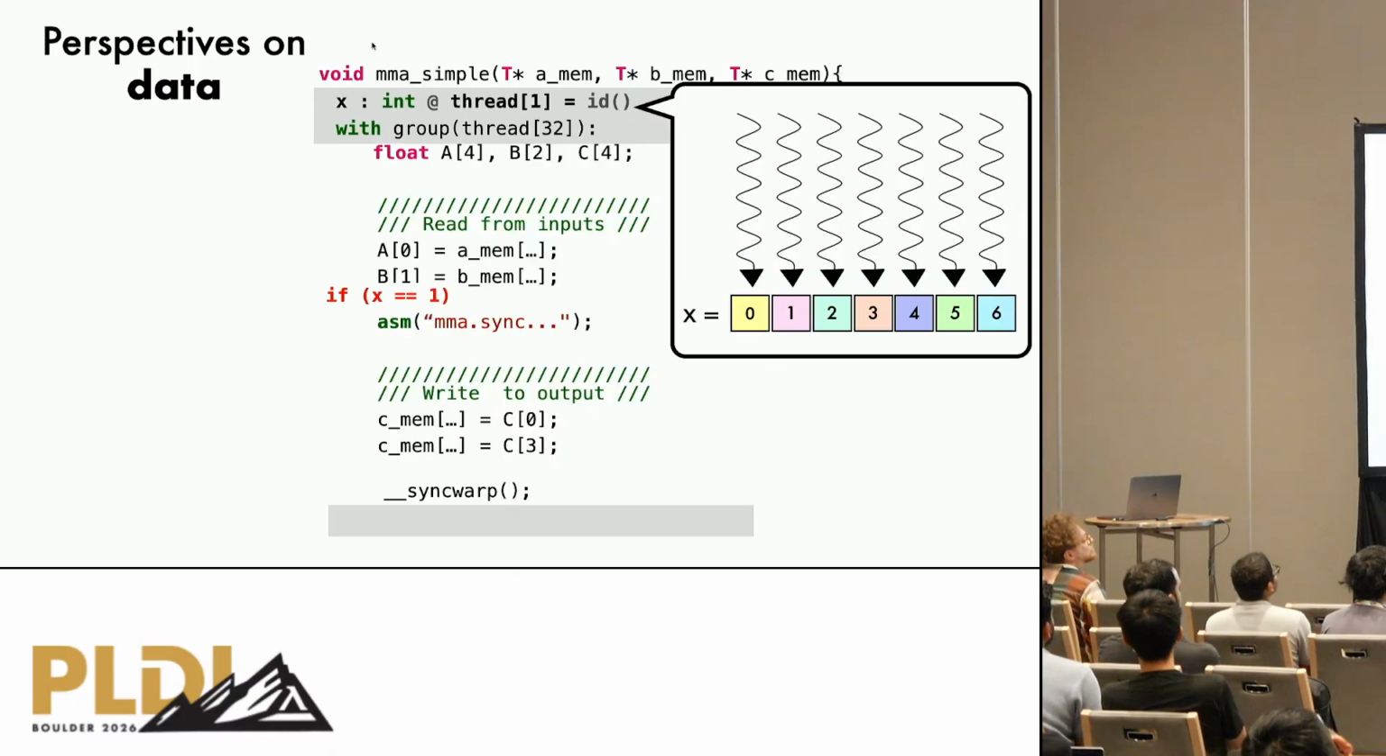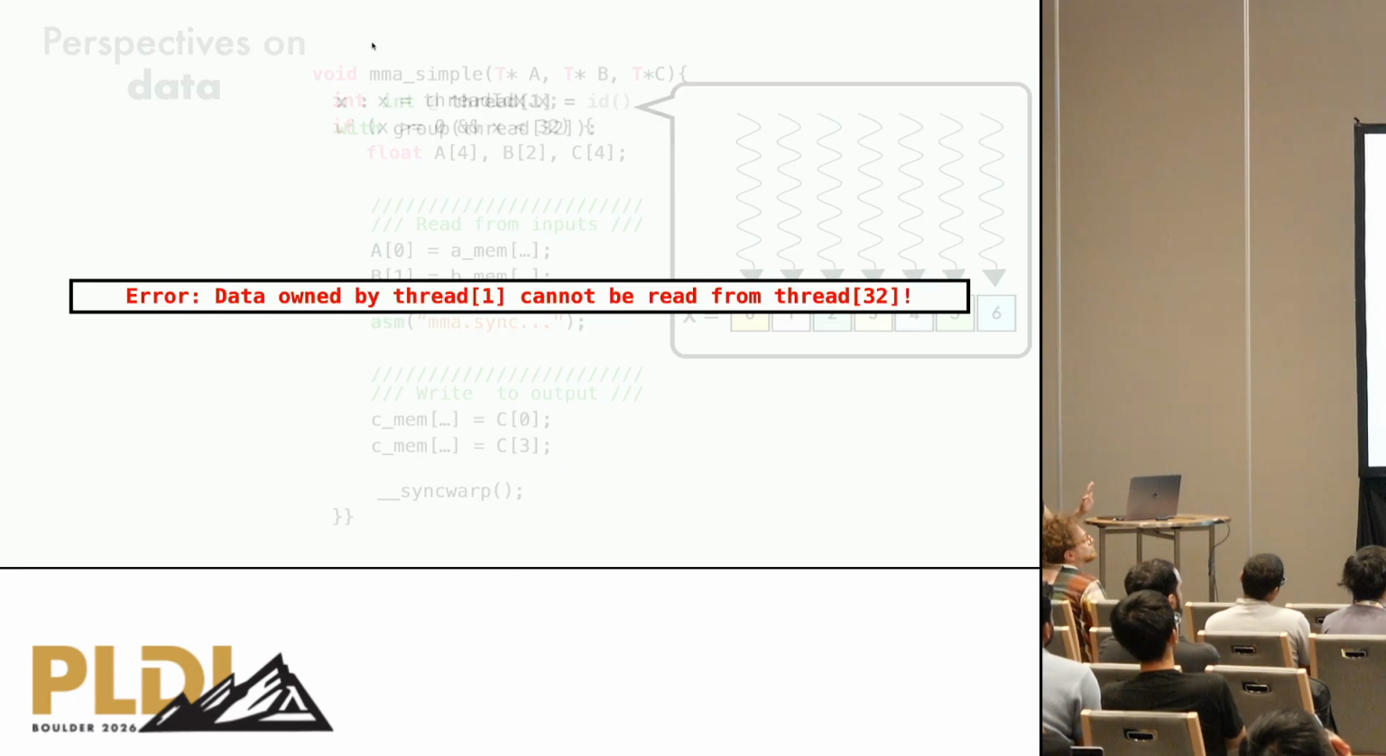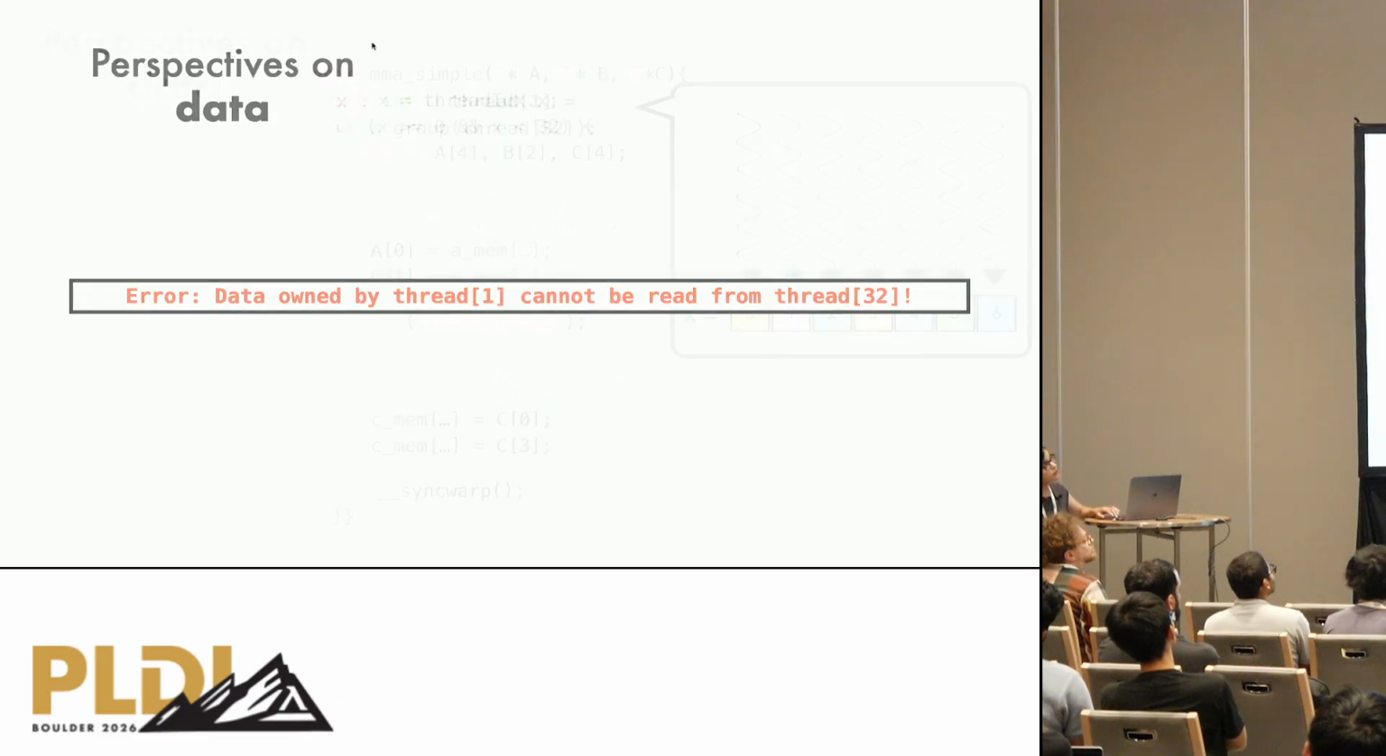Now, if I had instead tried to branch on the value of thread 1, that's a compile time error. My compiler is going to scream at me because I actually cannot read that data. Let's dig a little bit deeper into the rules for reading and writing data in Prism.